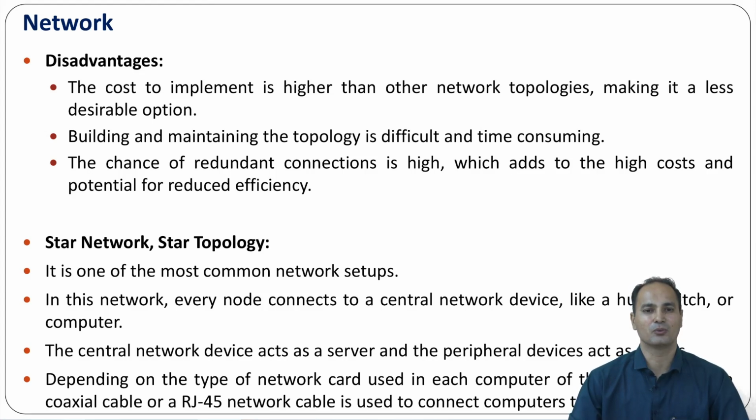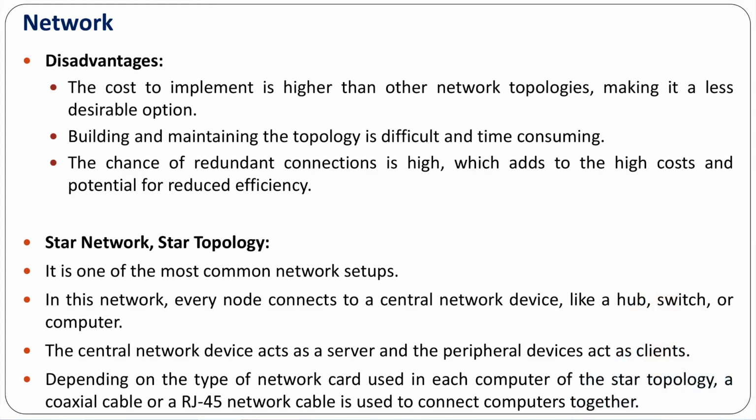The next is star topology, or star network as well. It is one of the most commonly used network setups. In this network, every node connects to a central network device like a hub, switch or computer. The central network device acts as a server and the peripheral devices act as clients. Depending on the range or type of network card used in each computer of the star topology, a coaxial cable or RJ45 network cable is used to connect computers together.